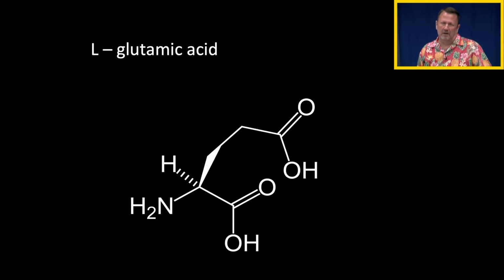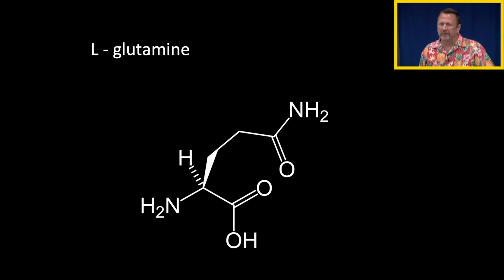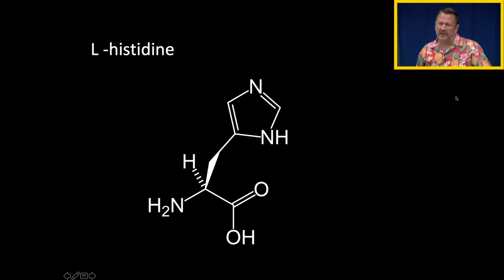Glutamic acid quite simply has a carboxylic acid on the end of its R group. Glutamine, again, has this complex structure on the end of its R group. Histidine has this complex ring structure on the end of its R group. Histidine is what we use to make histamine, hence the use of the medications antihistamines.